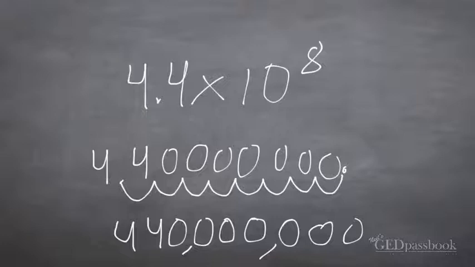Do you see how scientific notation is helpful? Do you see how helpful it is? So what you're saying, that's the answer? That's the answer. We don't need to do anything else with the 10 and the 8? No, that's the answer. 440 million.